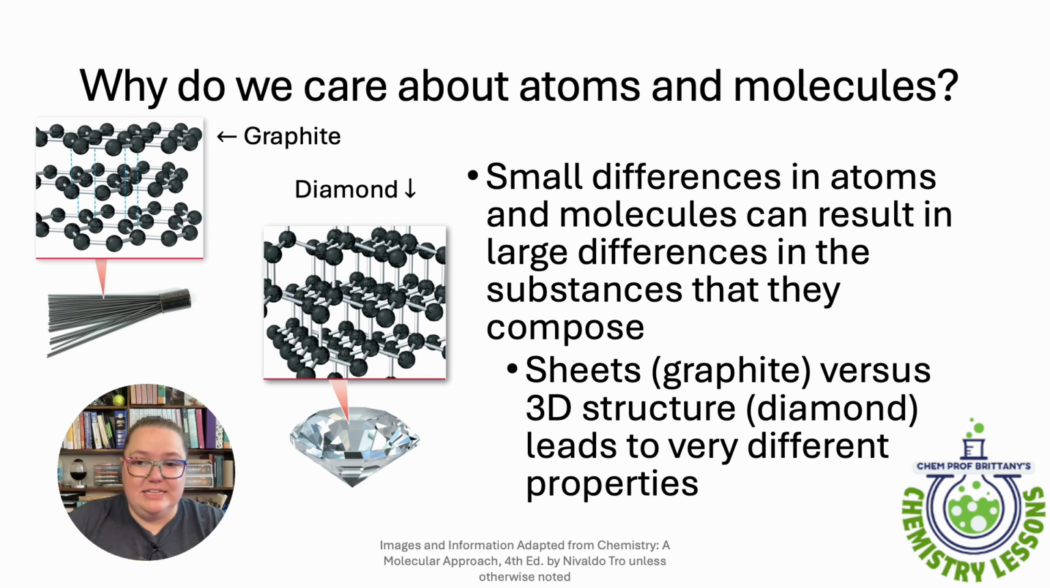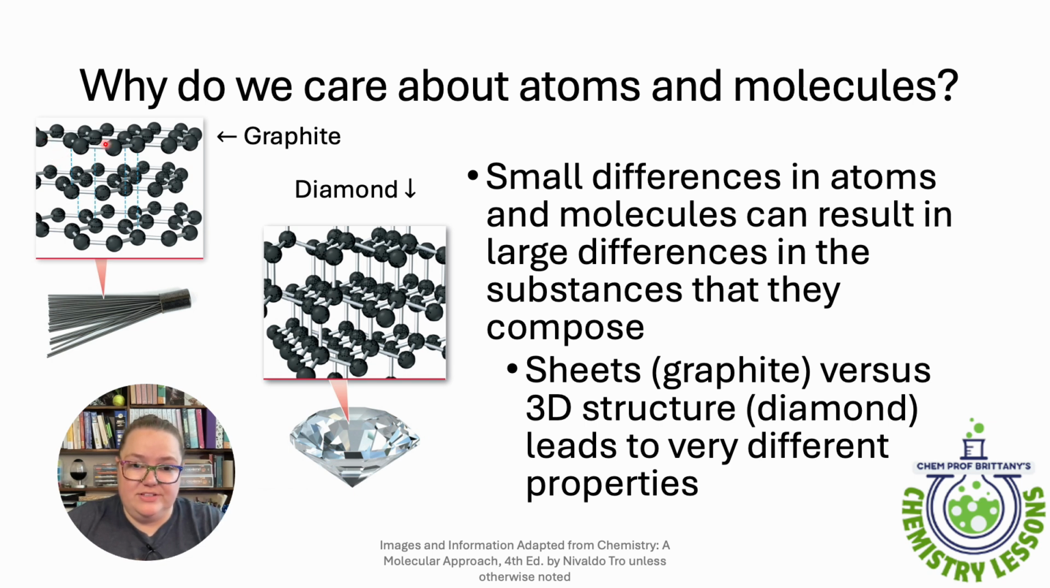Small differences in atoms and molecules can result in really big differences in the substances that they compose. So for example, I mentioned carbon a minute ago. There are several ways that carbon can bond to other carbon atoms, and the two big ways that you would be familiar with are graphite, which is what is in pencil leads, and diamonds, which we know what diamonds are. The sheet structure is why pencils work like they do, right?